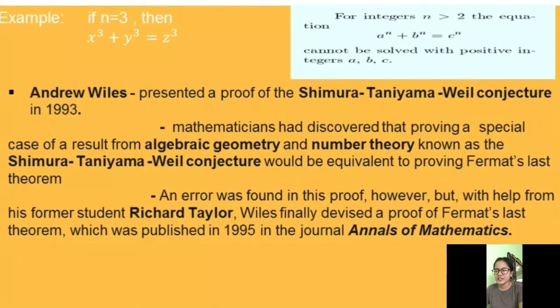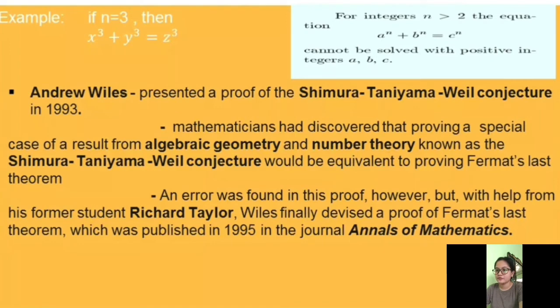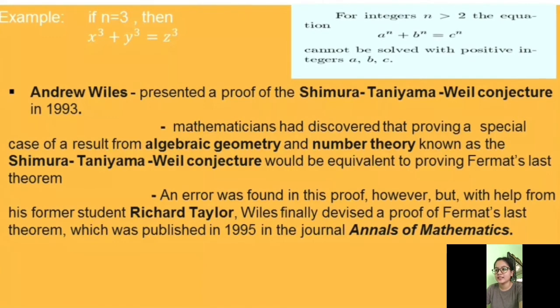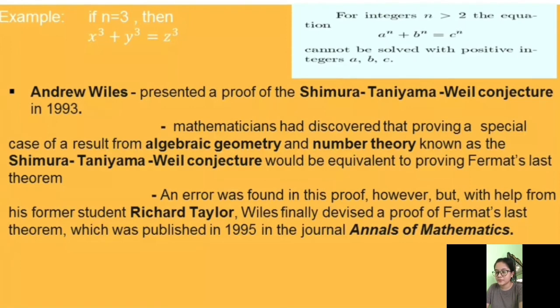But an error was found in this proof. However, with the help from his former student, Richard Taylor, Wiles finally devised a proof of Fermat's last theorem, which was published in 1995 in the journal Annals of Mathematics. So centuries had passed without a proof, and that led many mathematicians to suspect that Fermat was mistaken in thinking he actually had a proof.